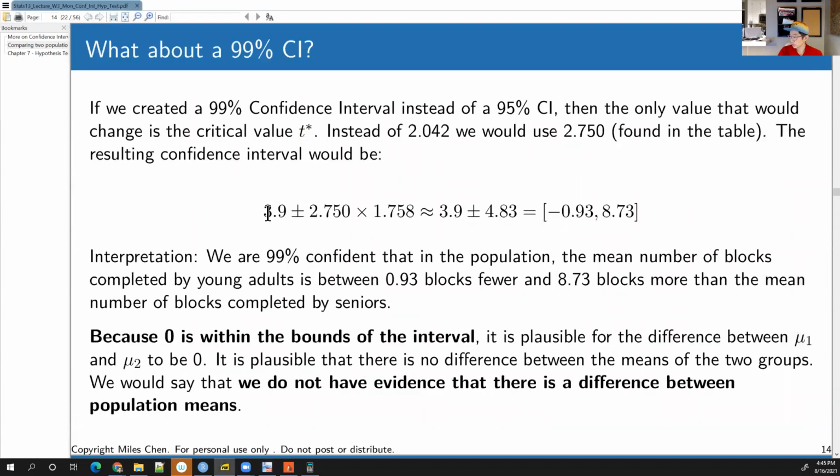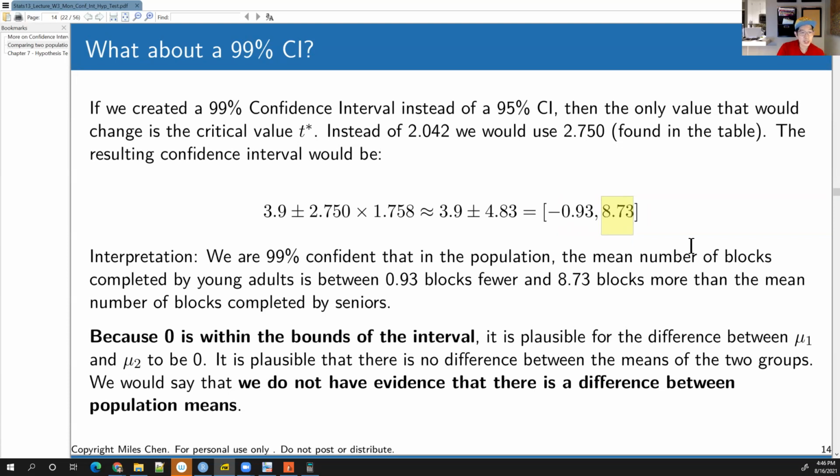So it would be 3.9 plus or minus 2.750 times our standard error. Our standard error uses the same numbers, S1 squared over N1, S2 squared over N2, which is 1.758. If we work that out, we get 3.9 plus or minus 4.83. If we take the lower bound, 3.9 minus 4.83 gives me negative 0.93. 3.9 plus 4.83 gives me positive 8.73, okay?